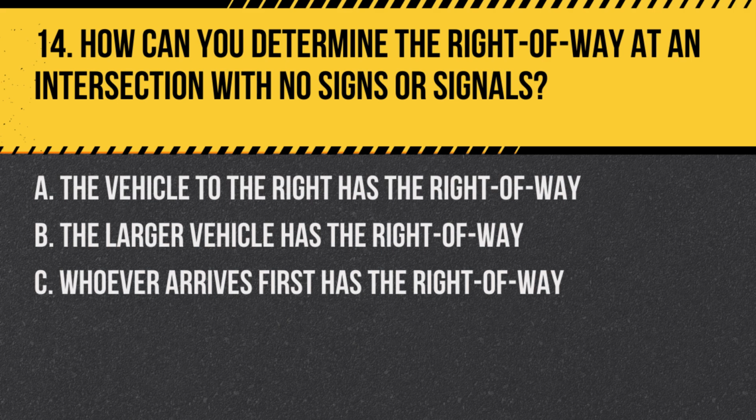A. The vehicle to the right has the right of way. B. The larger vehicle has the right of way. C. Whoever arrives first has the right of way. Answer: A. The vehicle to the right has the right of way. In uncontrolled intersections, the driver to the left should yield to the driver to the right.